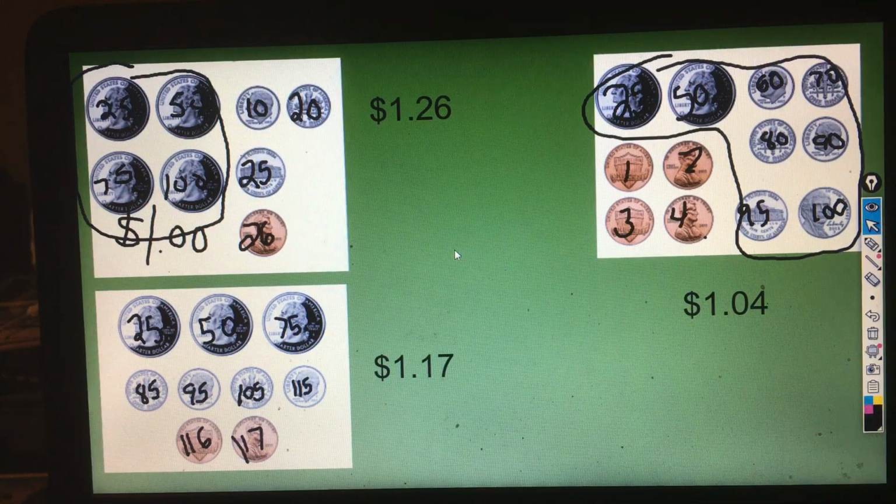Good luck on your assignment. Tomorrow, the lesson will be about counting bills with mixed coins. And then on Friday, we will do a few word problems. We may even stick in a few word problems tomorrow. We'll see.